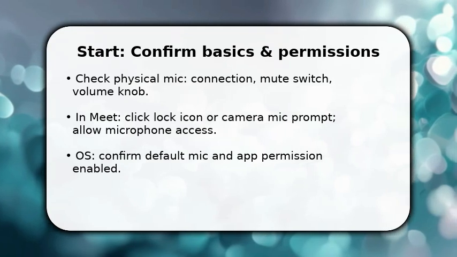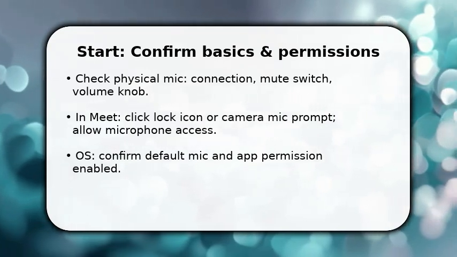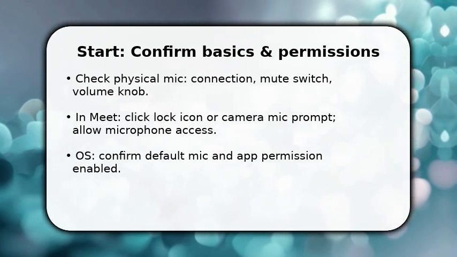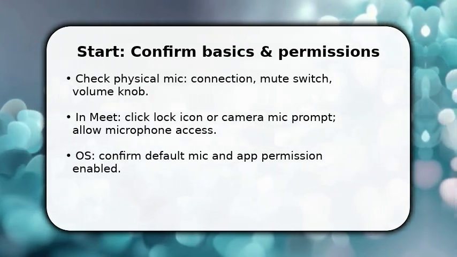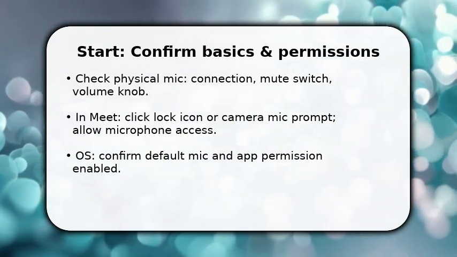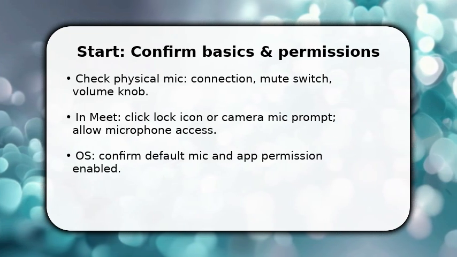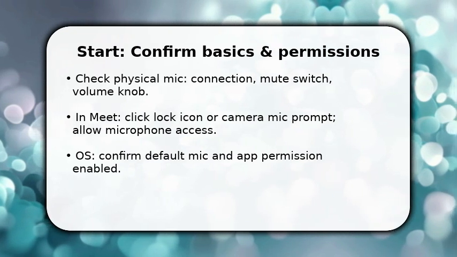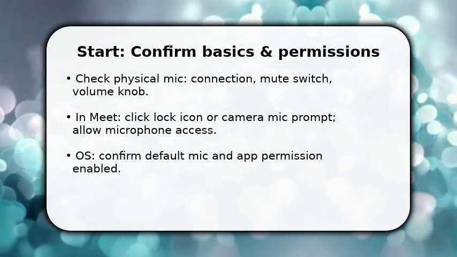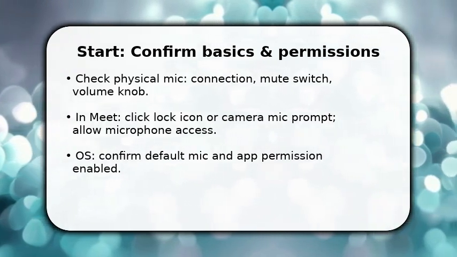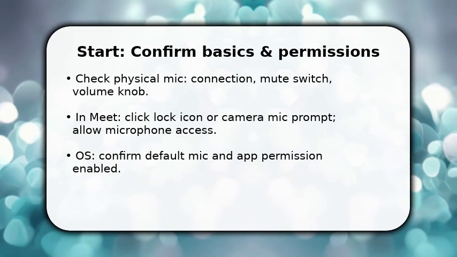You're starting with the essentials. First, confirm the microphone is physically connected and not muted, then open the Meet tab. Once done, click the browser address bar lock icon or the camera/mic permission prompt and set microphone to allow. Next, make sure your operating system's microphone permission lists the browser and that the correct device is chosen as the default input. These steps remove the common permission roadblocks that make Meet report a blocked mic.